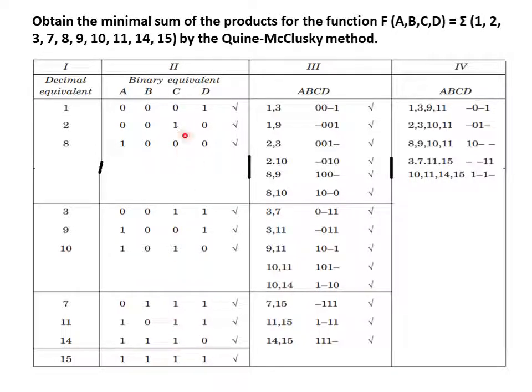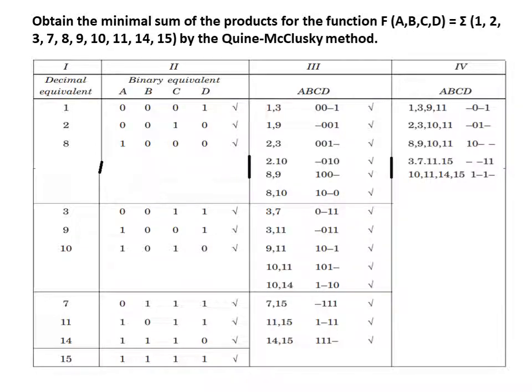So table 2 represents the cells grouped according to the number of ones. Now this is table 3. In this table 3 we are comparing group 1 and 2, 2 and 3, and 3 and 4. The same procedure is used.